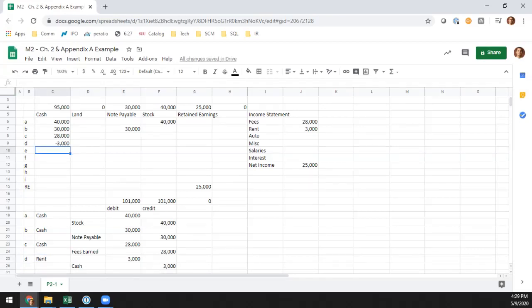Okay, paid automobile expense for the month and miscellaneous expense. So we decreased our cash again. I'm going to put these both on one line, minus 900. And over here, they'll be on two lines. So auto is 1,800, miscellaneous is 900. Okay, so again, we're balanced up here.